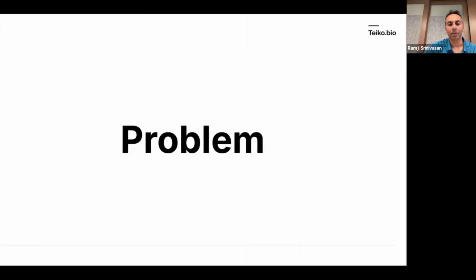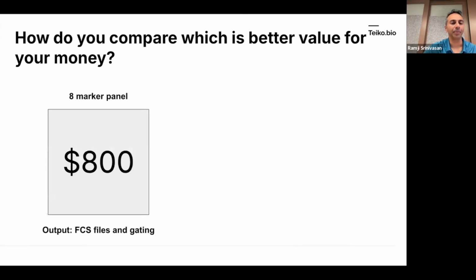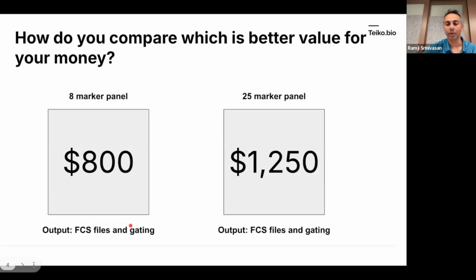So the problem that we're going to discuss today is how to compare which one of these is better value for your money. You've got an 8-marker panel flow that's $800 on the left-hand side, and the output is FCS files and gating. On the right-hand side, you've got a $1,250 panel with 25 markers. Again, similar outputs. And we're going to talk a little bit about that at the end in terms of what happens if these outputs vary.